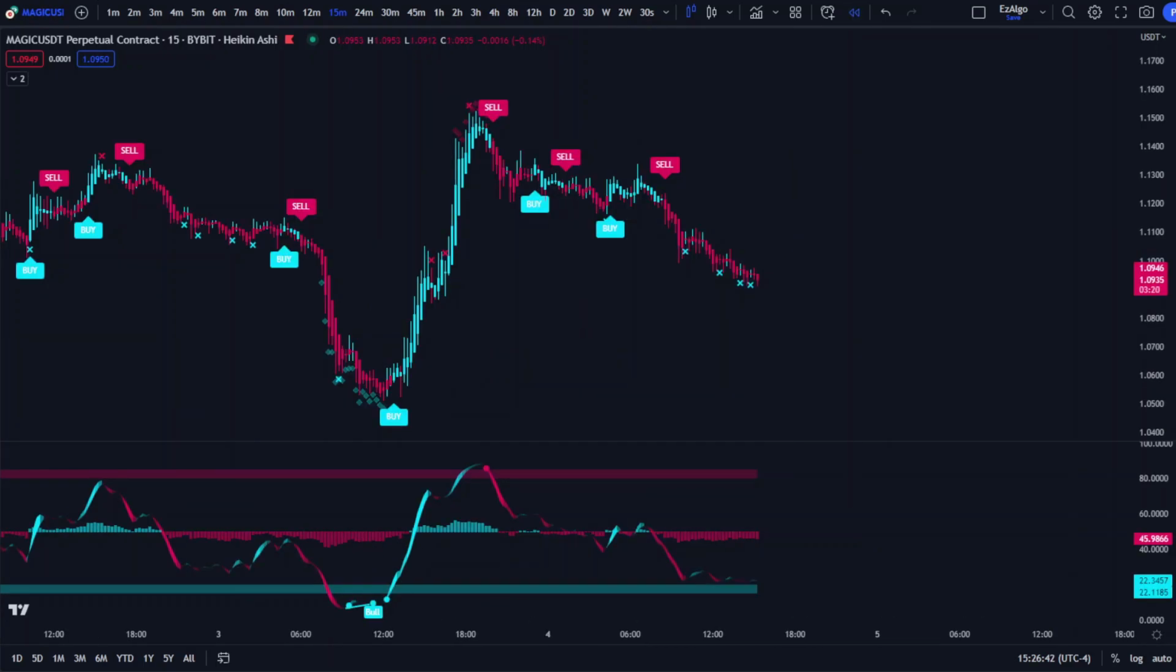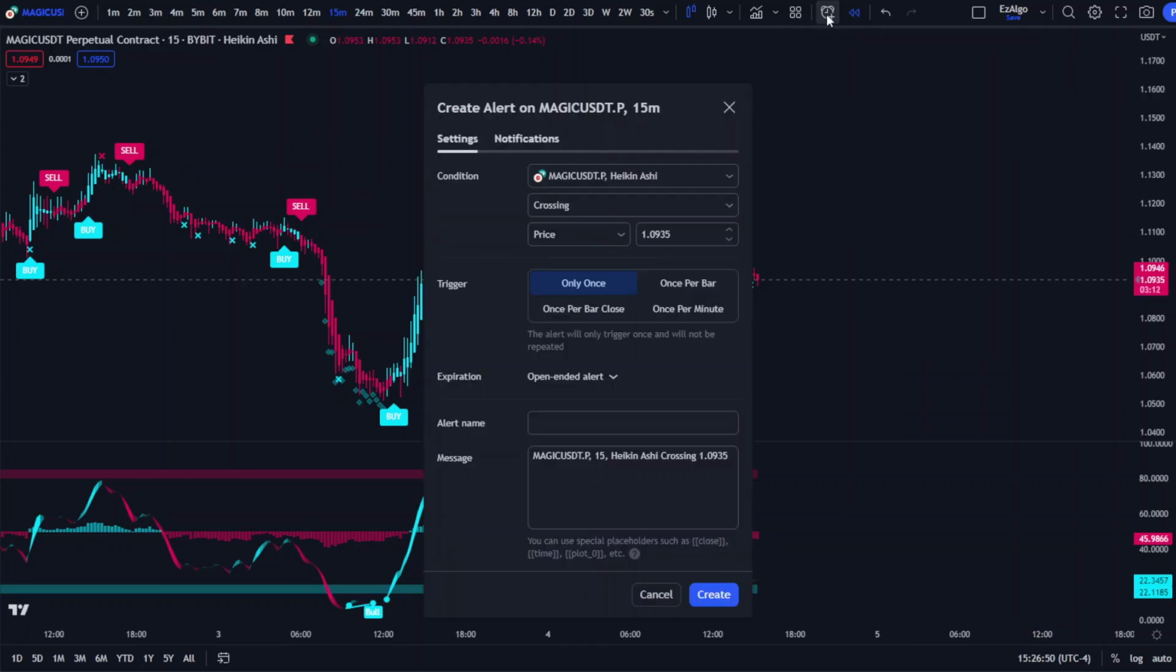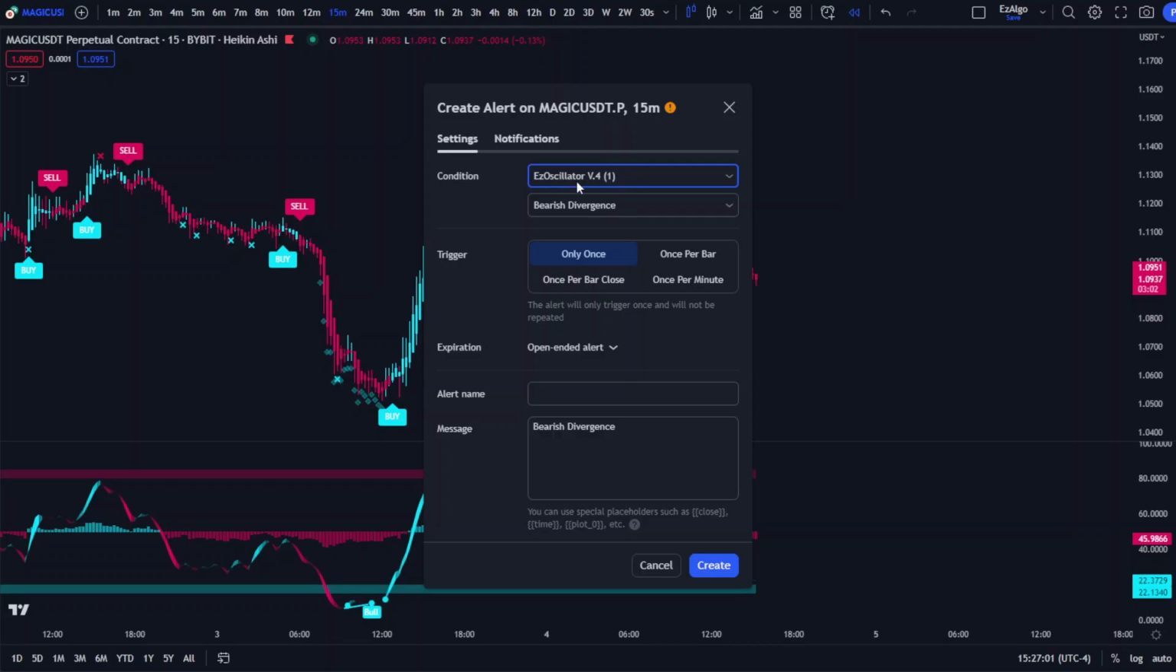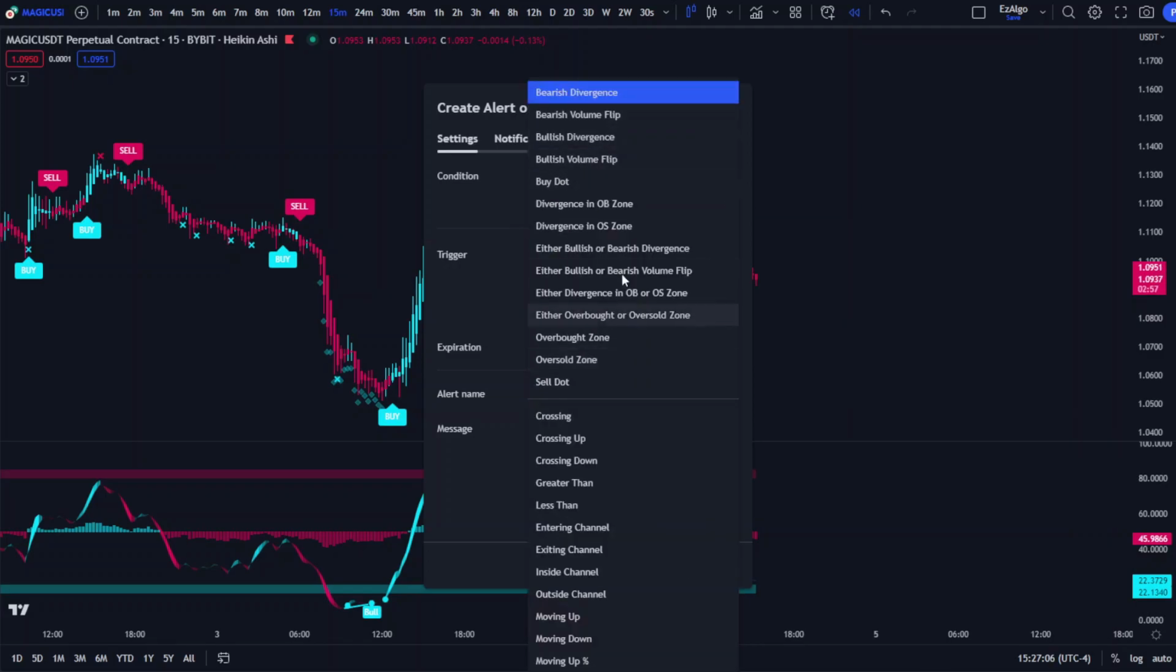All right, one last thing I forgot to mention was the alerts. So if you guys want to set alerts for these buy or sell dots or for these divergences, simply come up here to alerts at the top of your TradingView, go down to EzOscillator V4. On your end, it'll probably just say EzOscillator V4. And then you can set a condition to any one of these alerts, right?